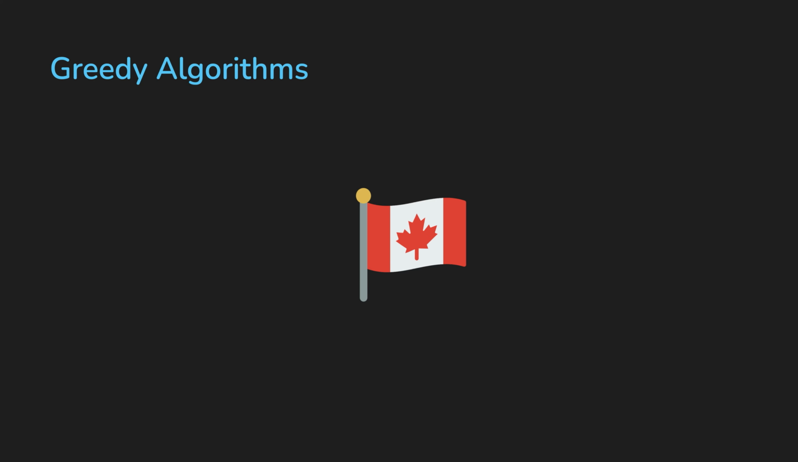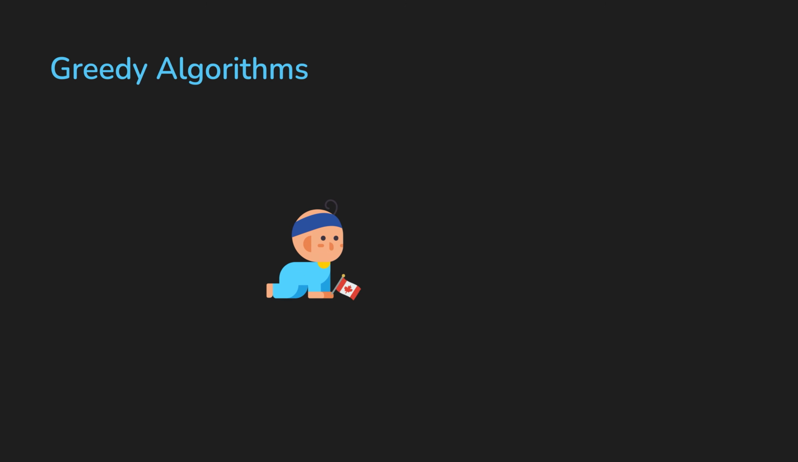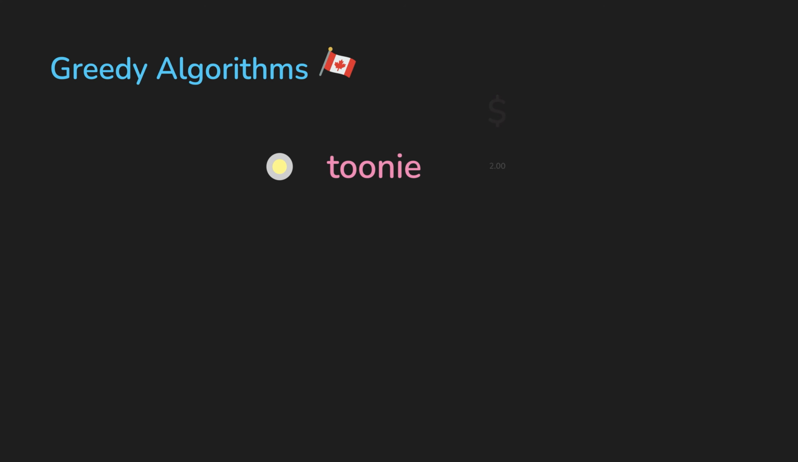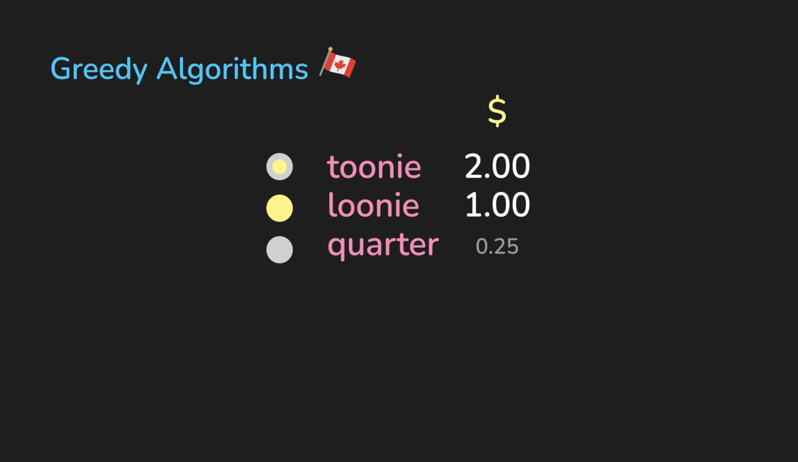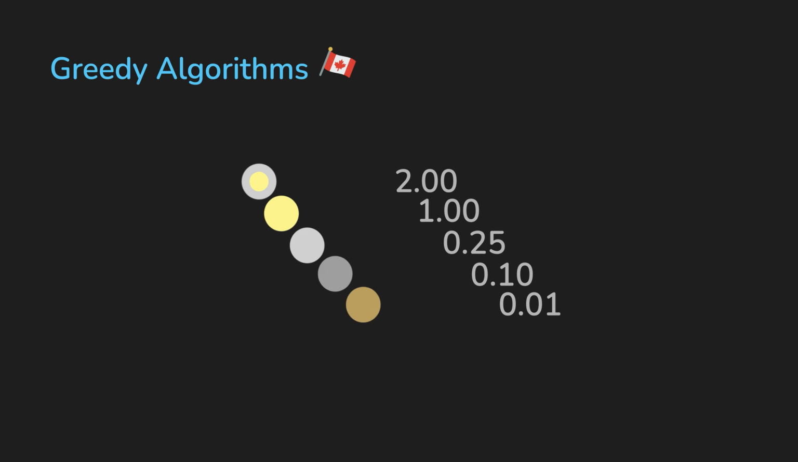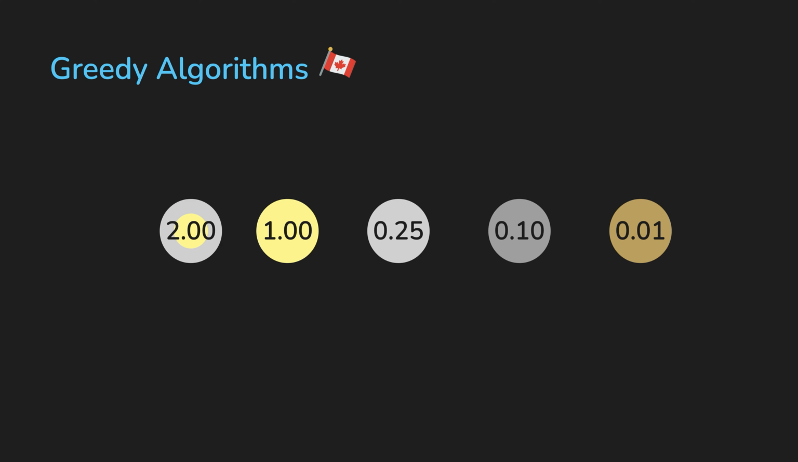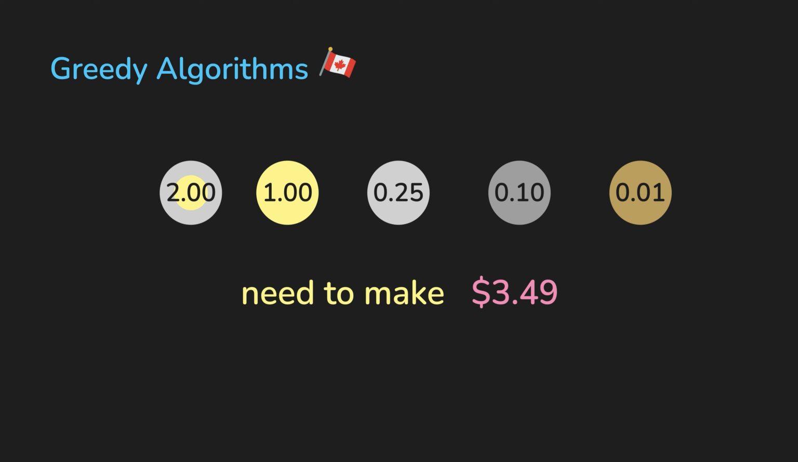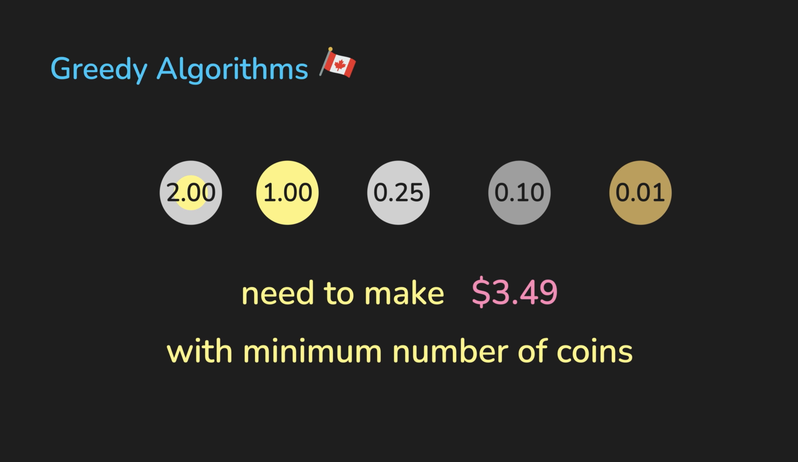I chose Canada because that was where I was born, and in Canada, the coin system is as follows. You have a toonie, which is a coin that represents $2, a loonie, which is $1, a quarter, which is 25 cents, a dime, which is 10 cents, and a penny, which is 1 cent. These are the 5 coins that we have, and let's say I want to make change for $3.49. But I want to minimize the number of coins I use. What would be your strategy?